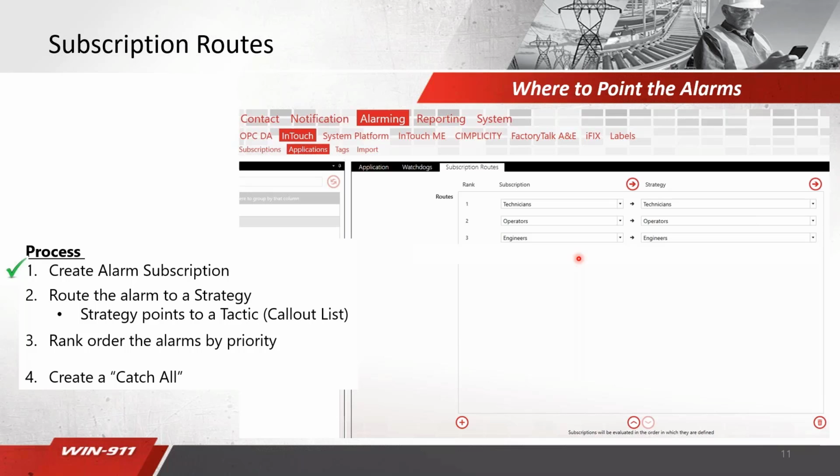And then we do advise creating a catch-all. Usually what I'll do is I'll create, in this situation, I might create a rank 4, and I would say bring in all alarms, and then I would set it to the do not notify strategy. And that way I could still see the alarm appear in log viewer if I need to, but it won't notify anyone. So it's a good way for troubleshooting. If you're not bringing in the alarms that you want, it's a good way to see if that's catching it. And here we have the example.